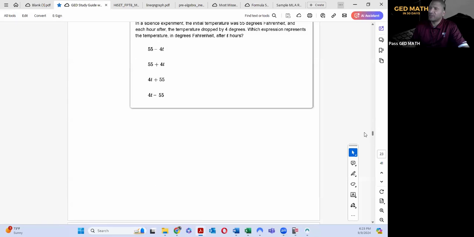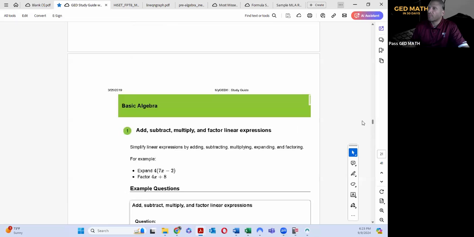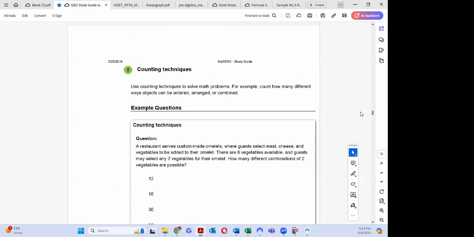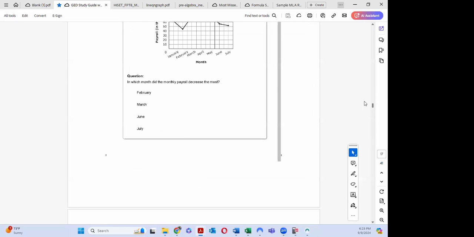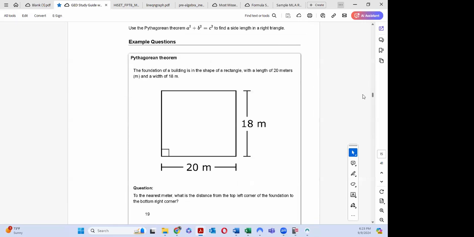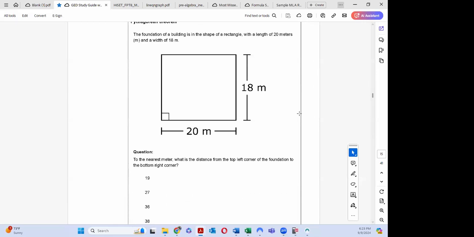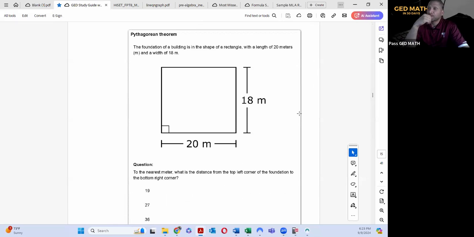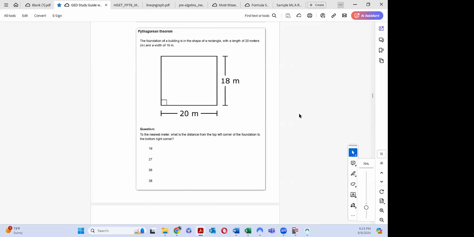What is the Pythagorean theorem? Do you know? I remember looking at it, but I forgot what it was off the top of my head. I didn't take notes, but I have it on my.